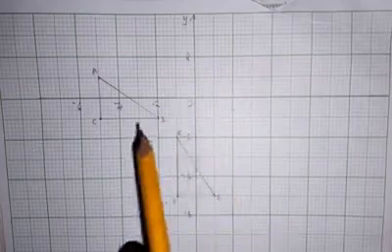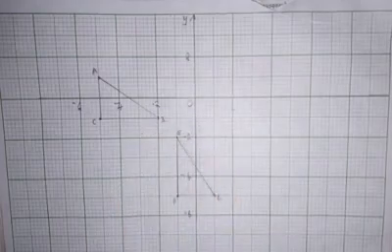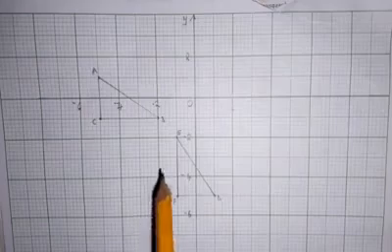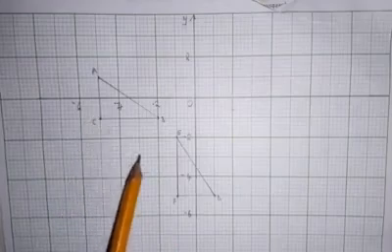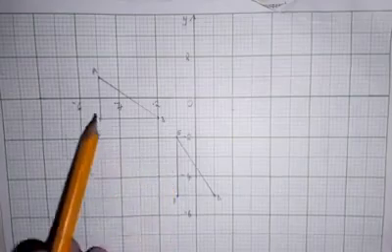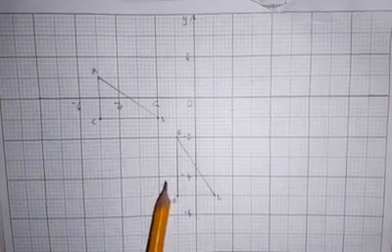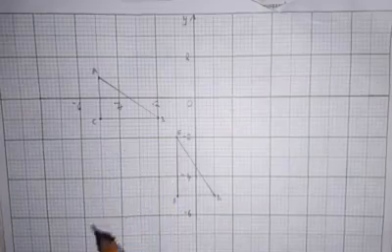Okay, so apart from rotation, we also have translation. In translation, they just shift from one point to another point, but facing the same side. That is what we call translation.